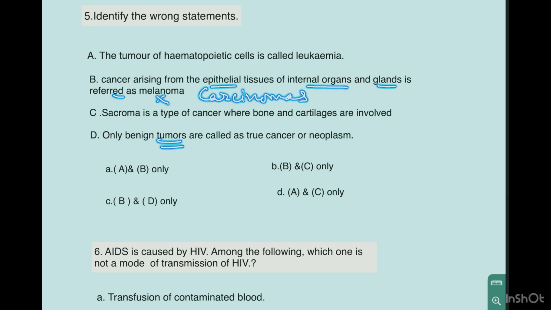And benign tumors are not true cancer or neoplasm. They are made up of normal cells and they are temporary tumors. They do not cause invasion or cancer in human beings. That's why they are not true cancer or neoplasm.